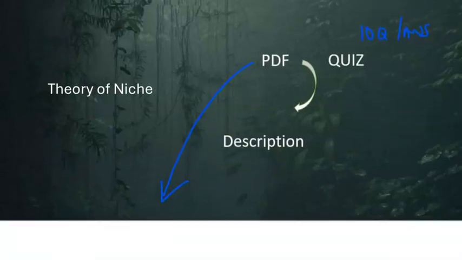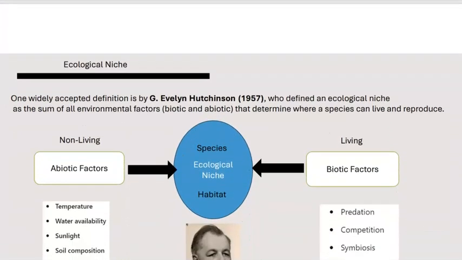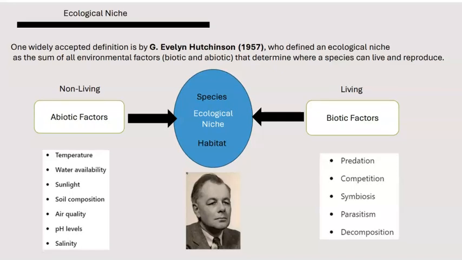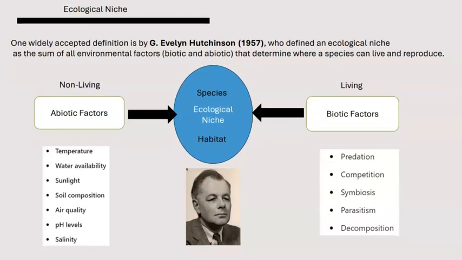So, theory of niche. The original definition of an ecological niche is widely accepted as being given by Hutchinson in about 1957. And if you notice that he includes this as a definition of the sum of all the environmental factors, that is both the biotic and abiotic, that determine where a species can live and reproduce, its distribution.